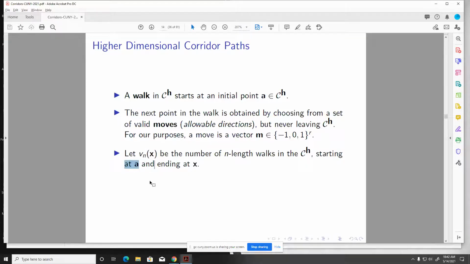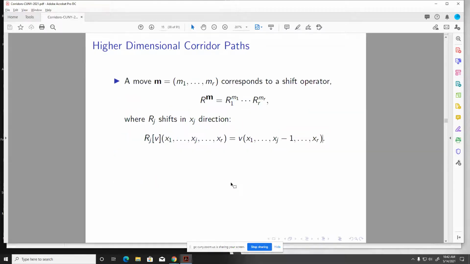We always fix the A at the beginning of the process. And Vn is called our state function, okay? So then let's talk a little bit about these moves. A move is a vector where each of these can be 0, 1, or -1. 0 means you don't do anything in that direction, you don't move in that direction. And then the 1 and the -1 are forward and backward in that direction.